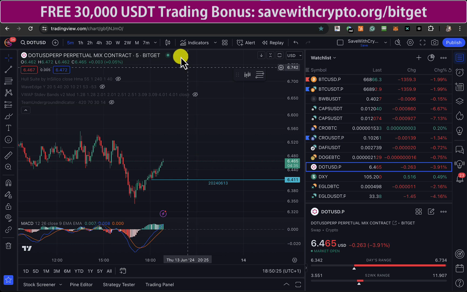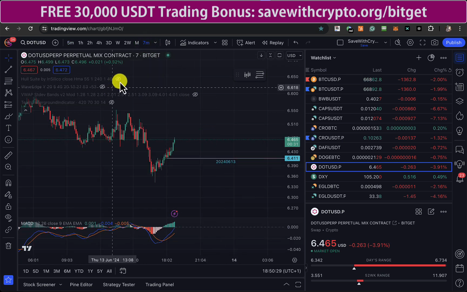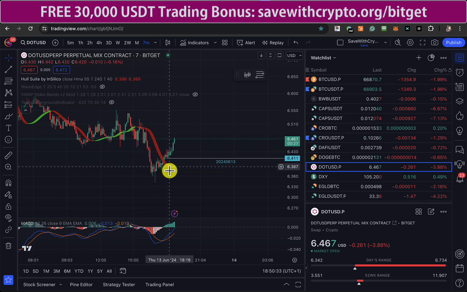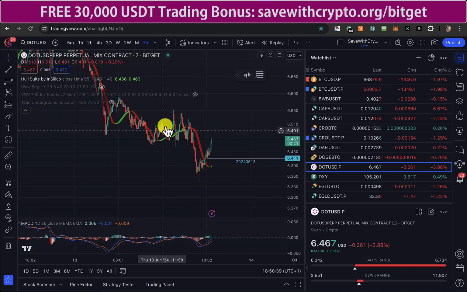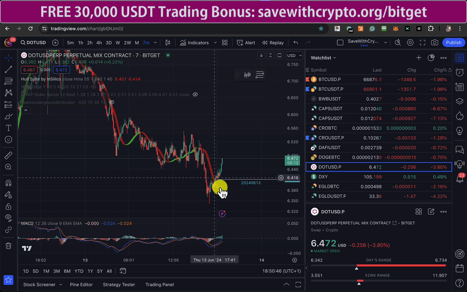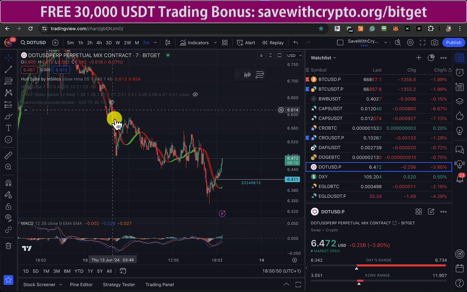If we look at DOT on TradingView and look at it on the 7-minute time frame and put on the whole suite, what's nice to see here is the fact that the whole suite on the 7-minute has just gone green. Now, it did go green here and didn't do that much, but I'm trying to look for an instance which is similar to this one here. And probably the best one is this one here, when it was coming down here a few days ago.